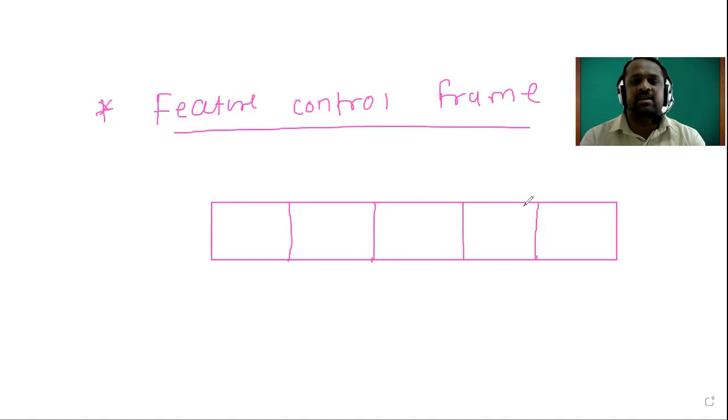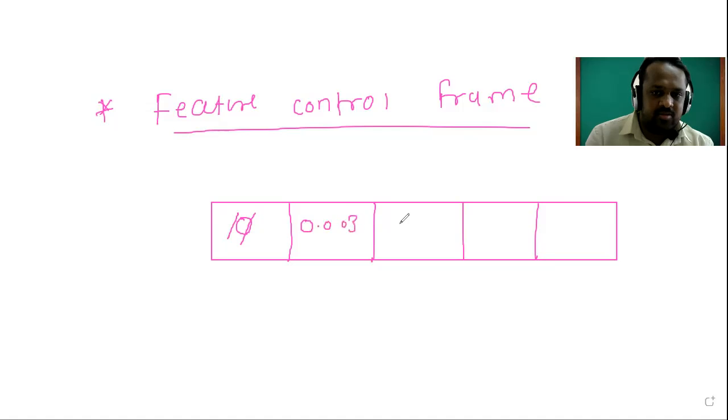Okay, so it is called the feature control frame. In it there are such compartments, boxes. In the first box, suppose they will write down here like this. Here they will write A, B. Then what is the meaning of this?